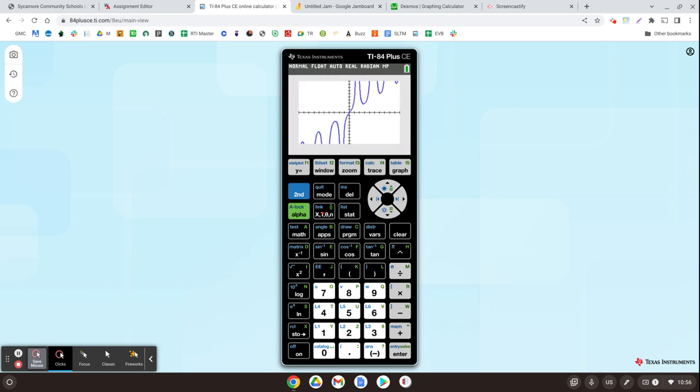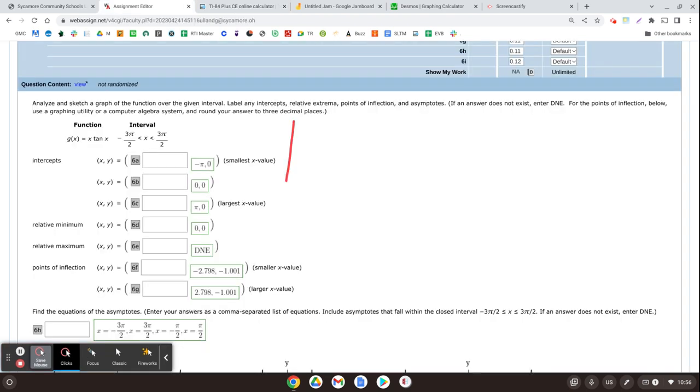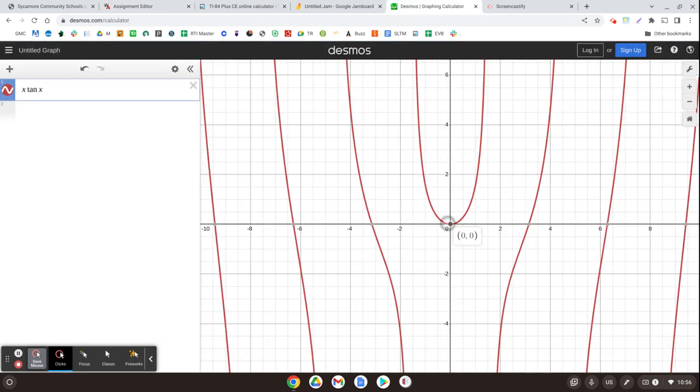That's a fun curve. Now, all we care about is where does this thing equal 0? Boom, it equals 0 at 0. It's the only time it equals 0 in our range. So that is how they came up with a relative minimum at 0, 0. And you can see that. Here's our relative minimum. Okay?